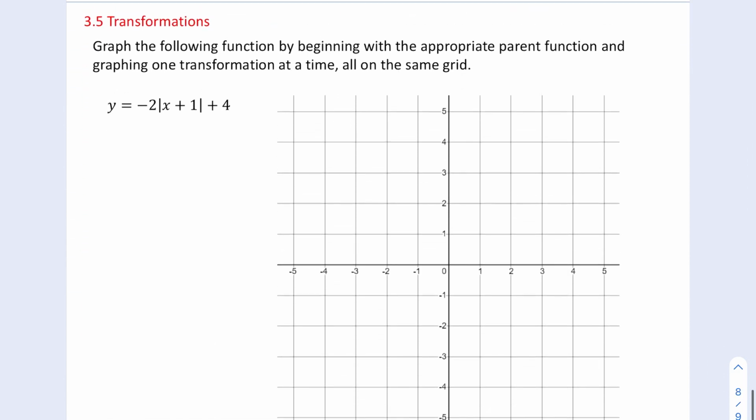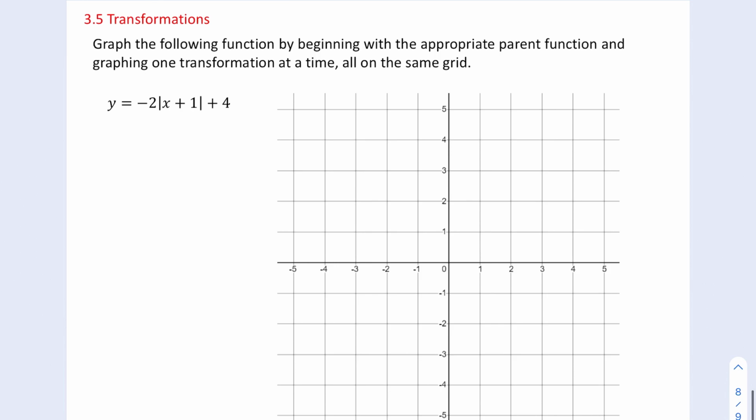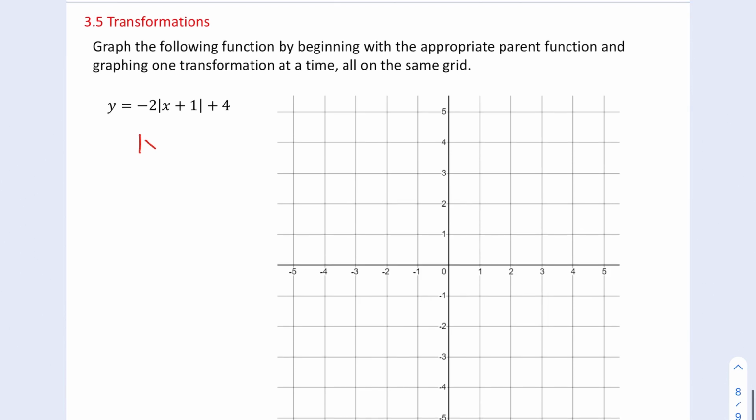Okay, now we're going to do some multiple transformations. Graph the following function by beginning with the appropriate parent function and graphing one transformation at a time, all on the same grid. Okay, let's start with the parent function. Hopefully you can recognize that there's an absolute value involved here, so I'm guessing that we're probably starting with the absolute value of x. So here's our parent function, and we're going to do one transformation at a time.